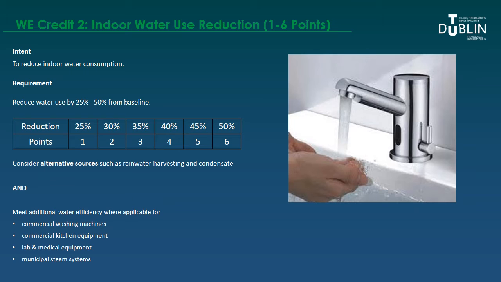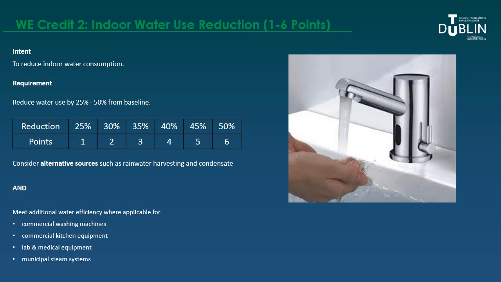So the second credit to do is back to indoor water use reduction, where you can get between 1 and 6 points. This is about further reducing beyond the prerequisite level, similar to the outdoor water use. So the indoor water use prerequisite looked at a 20% reduction, whereas now if you go between 25 to 50% reduction from the baseline, you get an equivalent number of from 1 to 6 points as shown in the table.